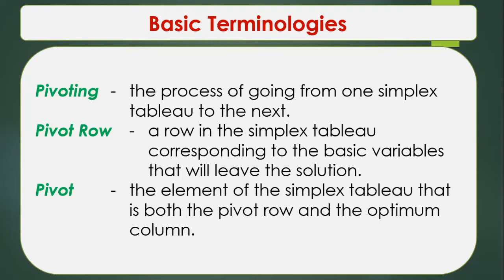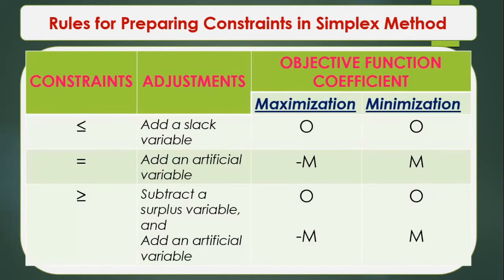Okay, so we also have rules for preparing constraints in simplex method. So how do we prepare constraints if we solve linear programming problem using simplex method? Now, as you can see in the tabulation, we have three different constraints. We have less than or equal to, we have equal, and we also have greater than or equal to. And in the next column, we also have adjustments. And the last column is our objective function coefficient. Divided into two, we have the maximization and minimization problem.